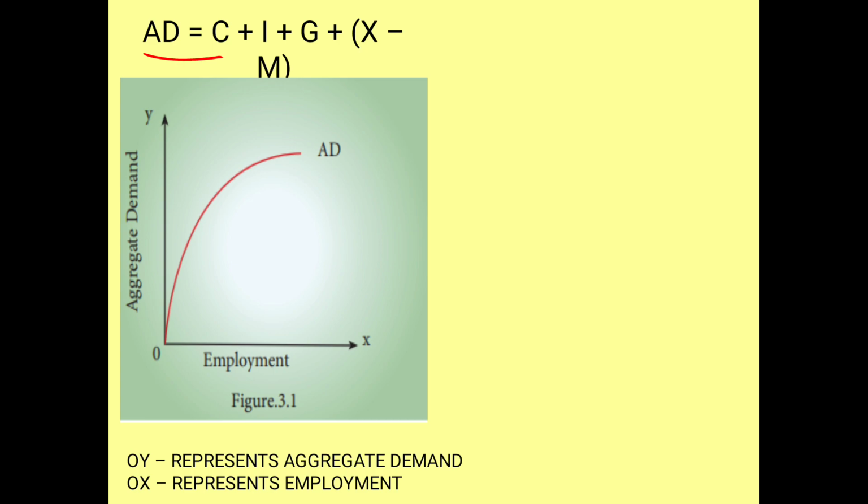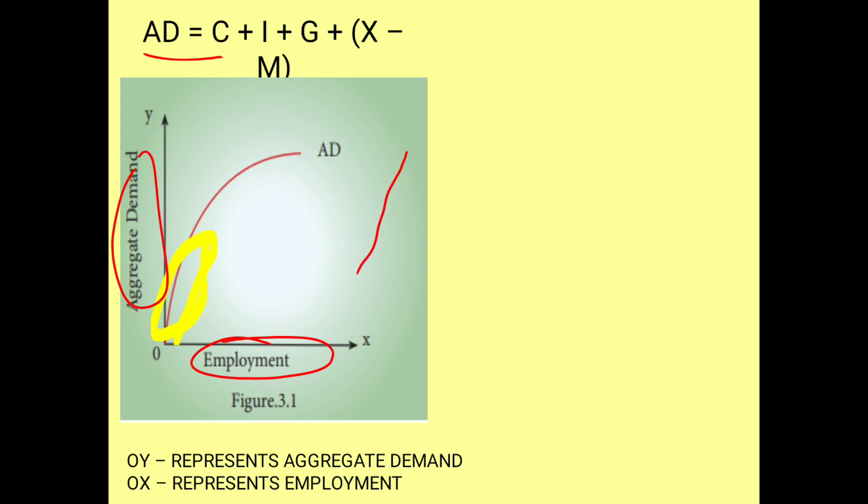Now looking at the diagram itself, we can explain it with the help of this diagram. You can see on the x-axis it is employment. On the y-axis it is aggregate demand. So look at the first part of it. Up to this stage you can say it increases. That is, aggregate demand increases at an increasing rate. You can see the slope of the curve going straight.